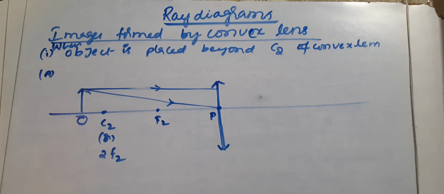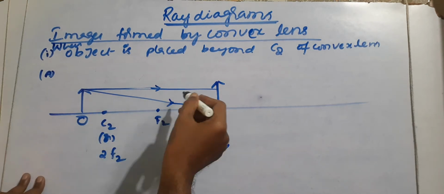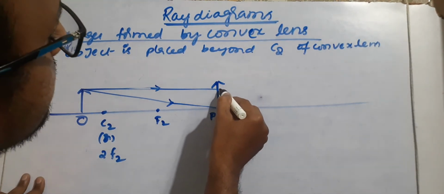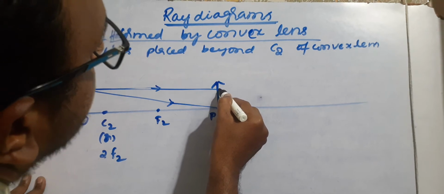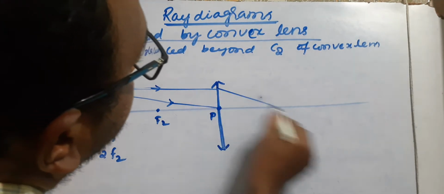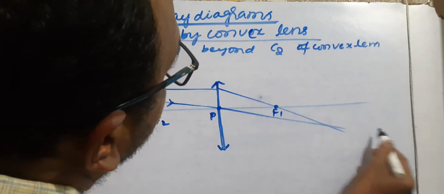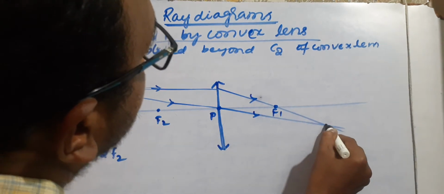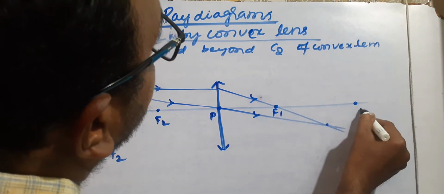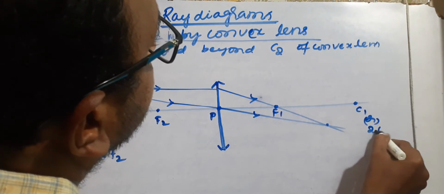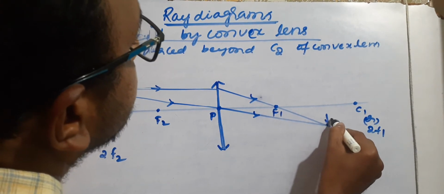As we said earlier, to draw a ray diagram from the object we require at least two rays. One is parallel to the principal axis, and another is passing through the optic center. The ray traveling parallel to the principal axis, after passing through the lens, will pass through the focal point or focus F1. This is F1. The ray through the optic center travels without any deviation. Now these are intersecting here, between F1 and center of curvature C1 or 2F1. So here is the image.